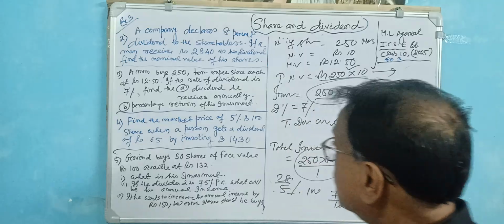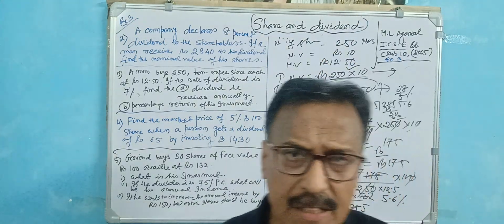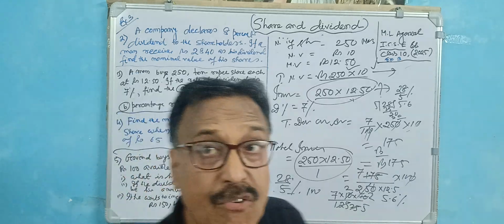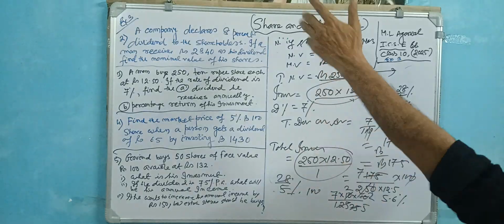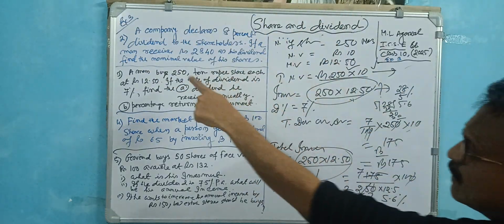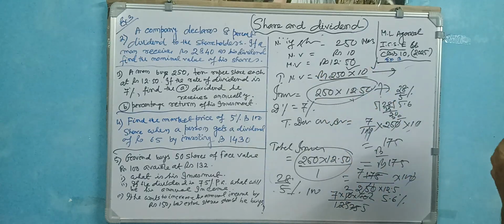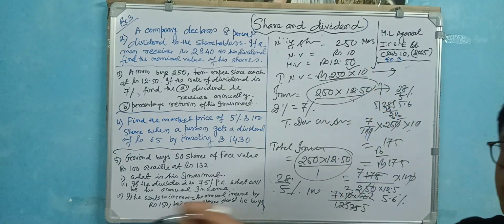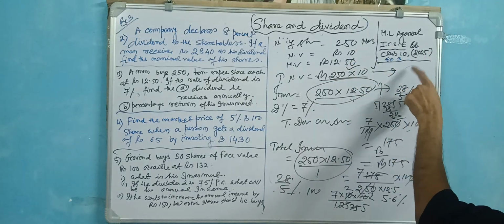Okay, is it clear to you? Very easy thing. Don't panic. There is no need to remember any formula. The concept is the very important thing in case of shares and dividend. Just take the given data: number of shares this, nominal value this, market value this. So the total nominal value is, for each share, multiplied by 250 shares. What is the total nominal value?